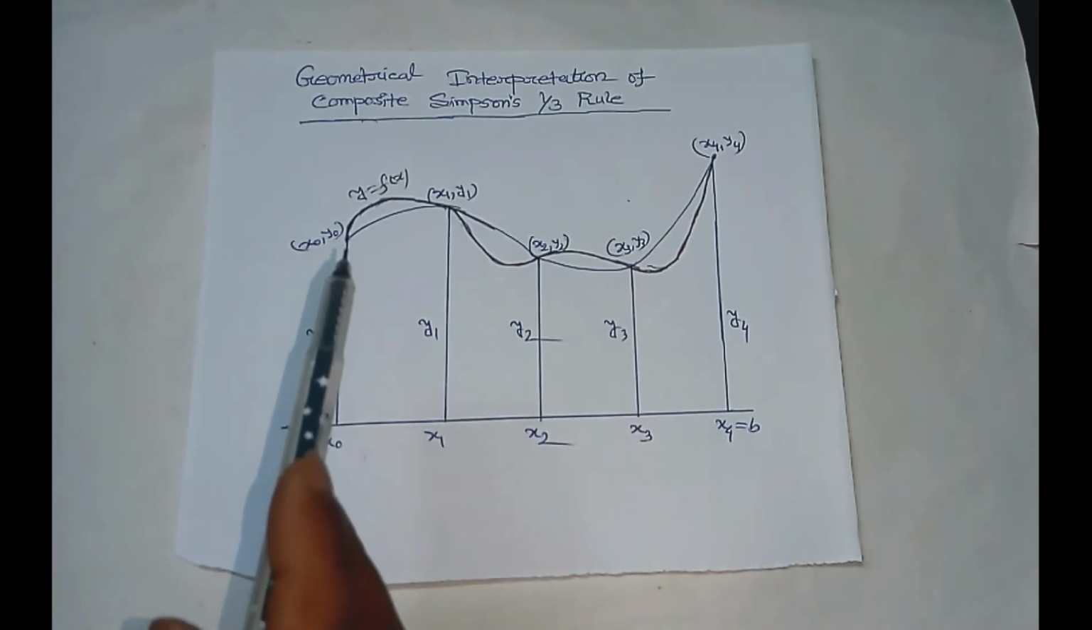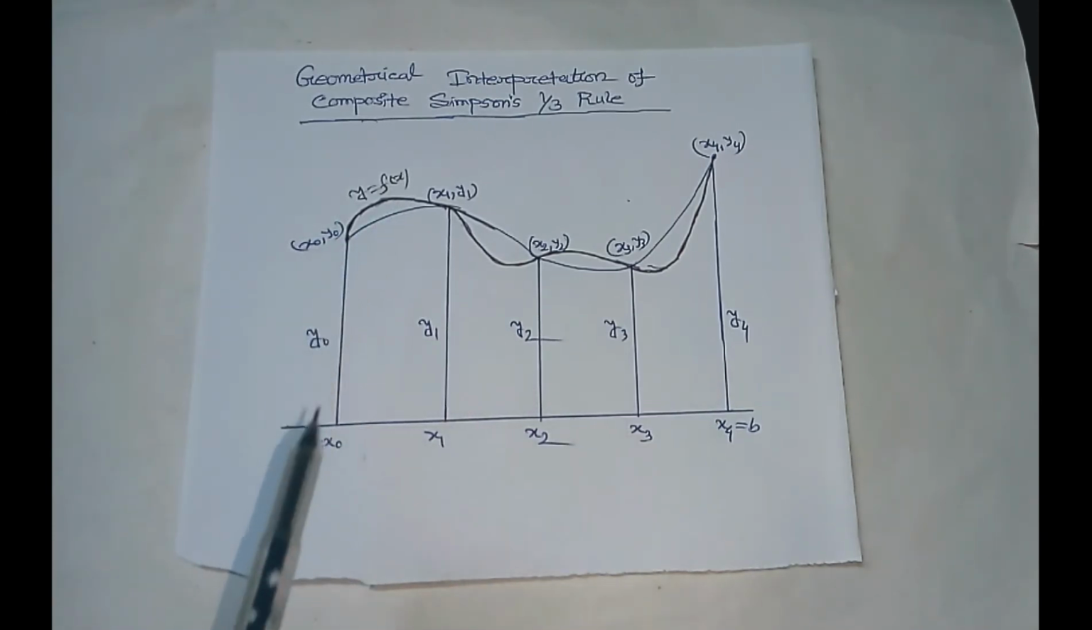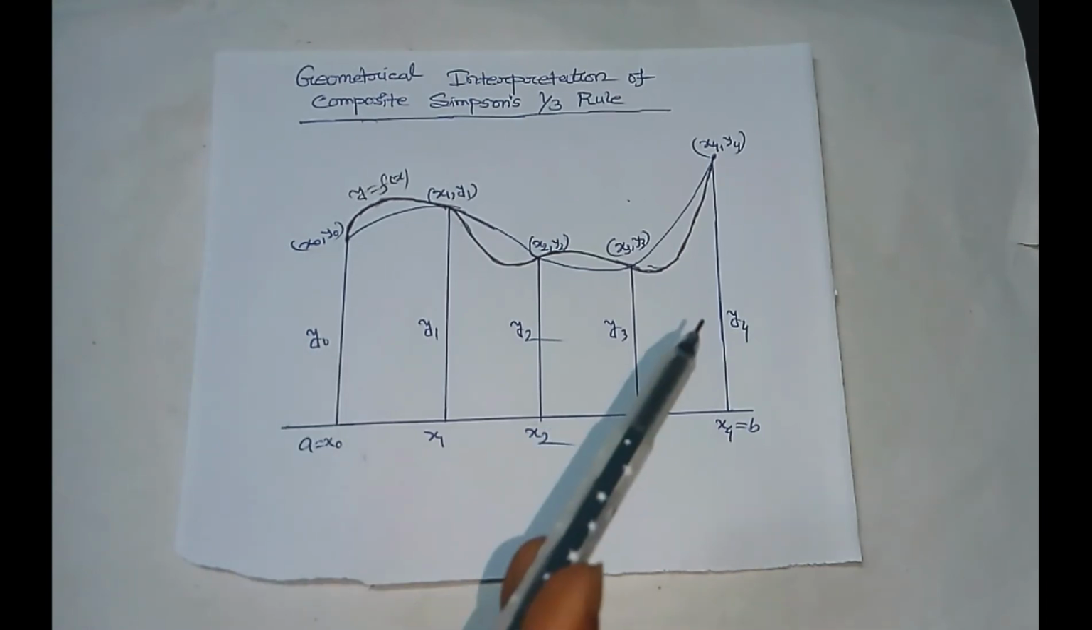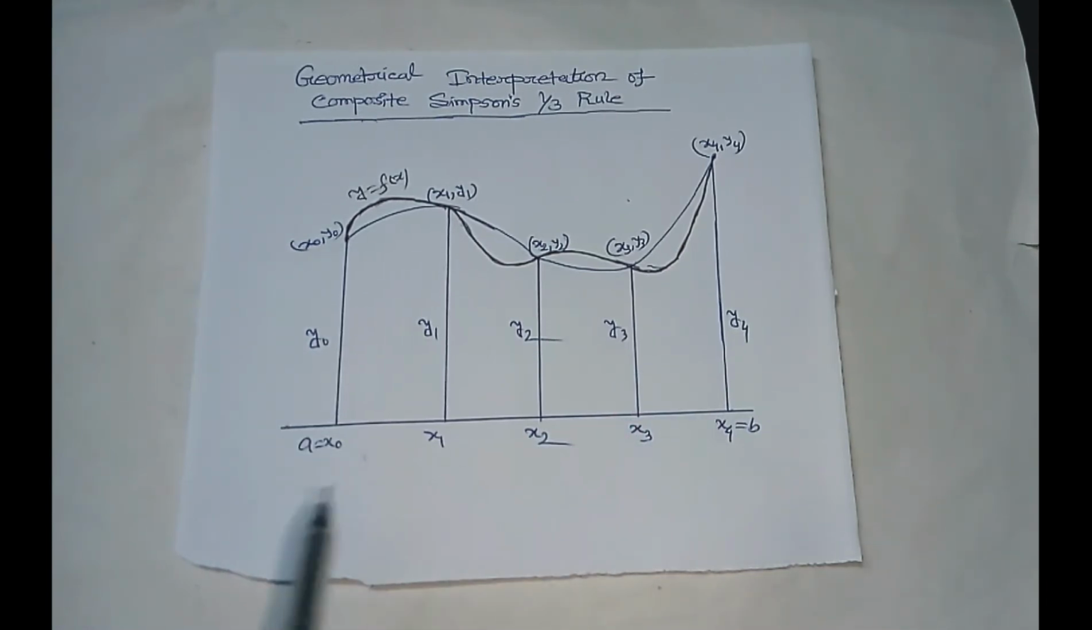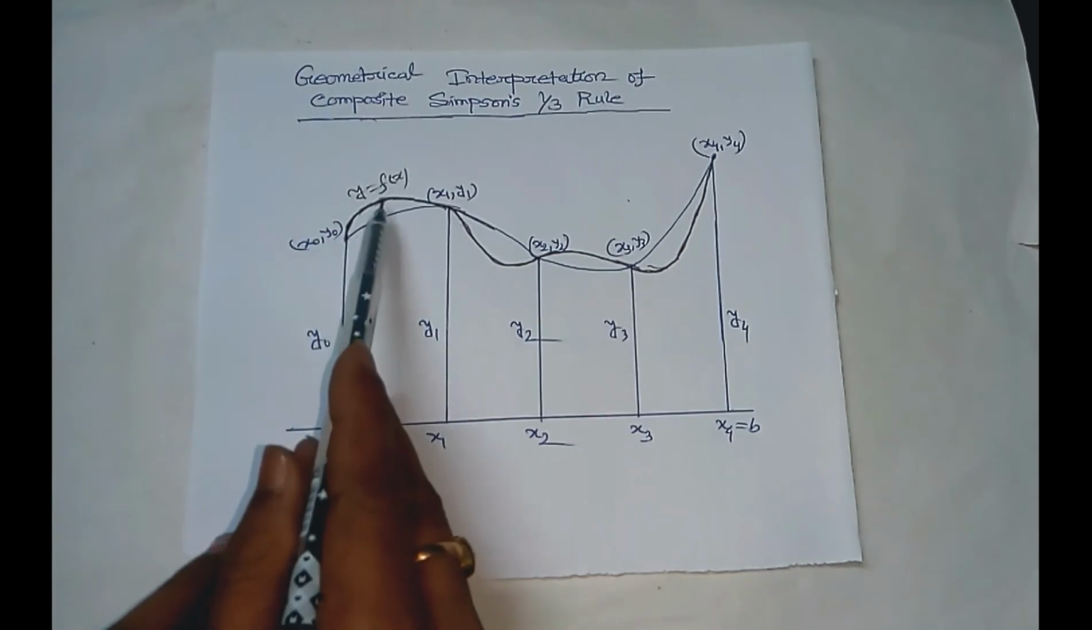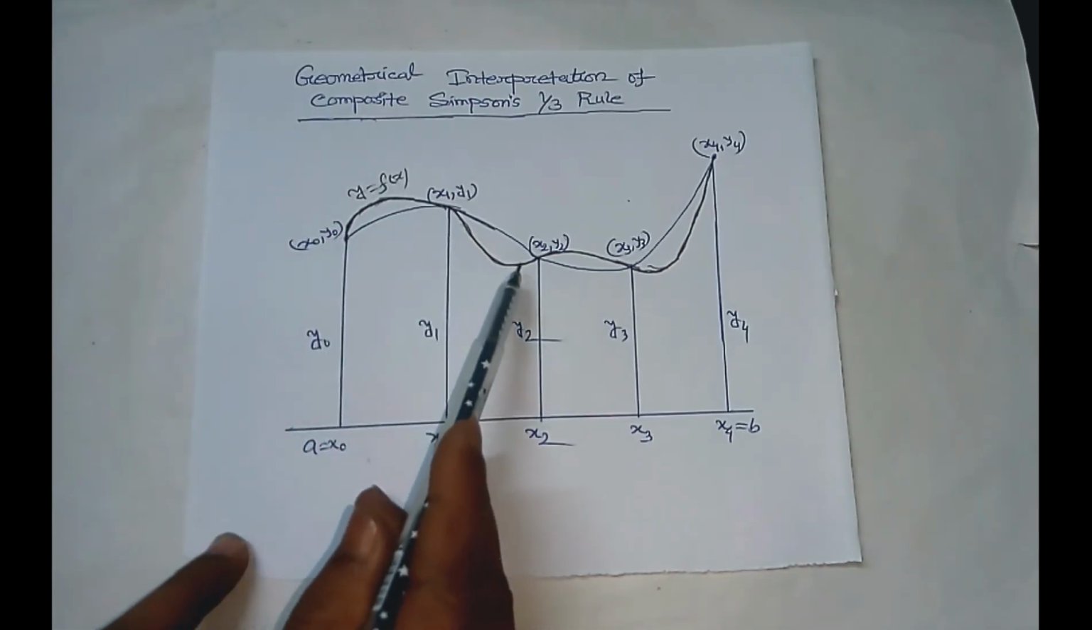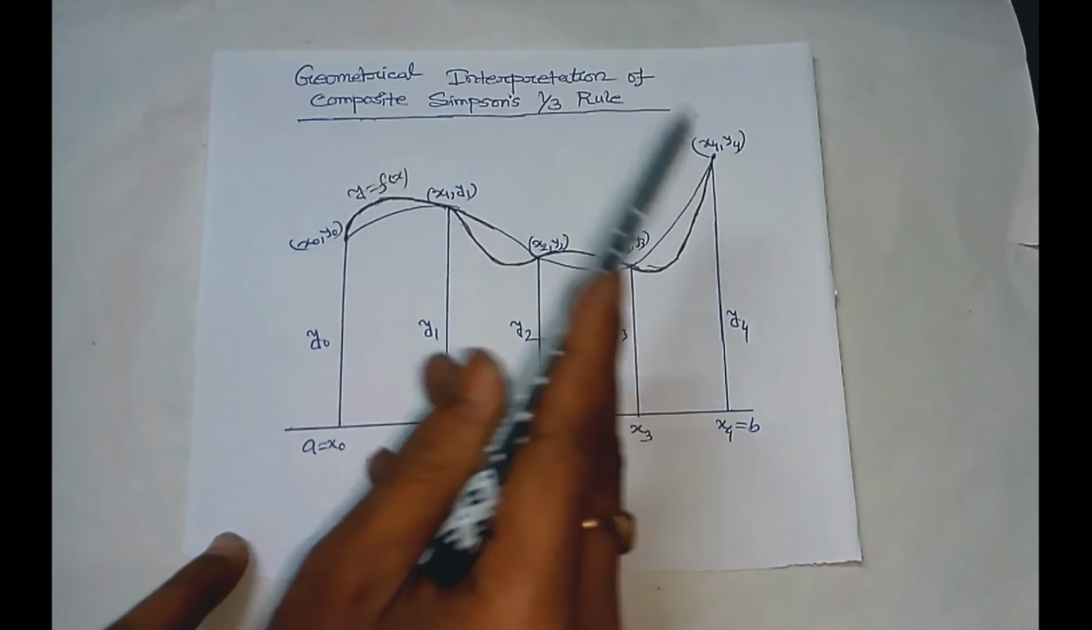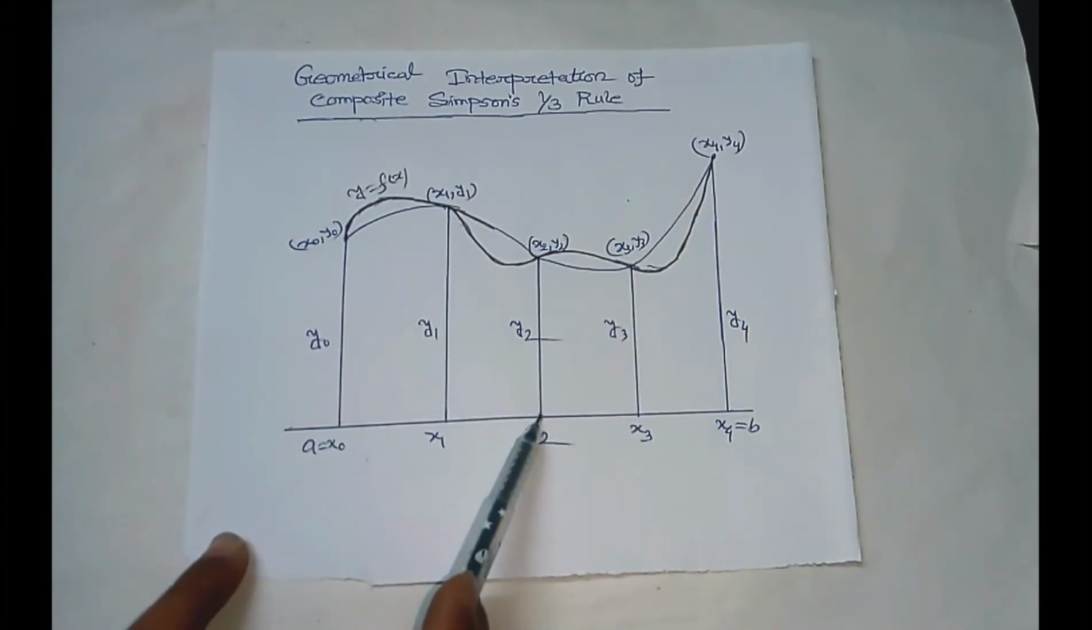Now if we draw this curve y equal to f(x) between the x-axis and these 2 points A and B, then suppose this is the graph. This is our graph y equal to f(x). We take the first 2 subintervals from x0 to x2.